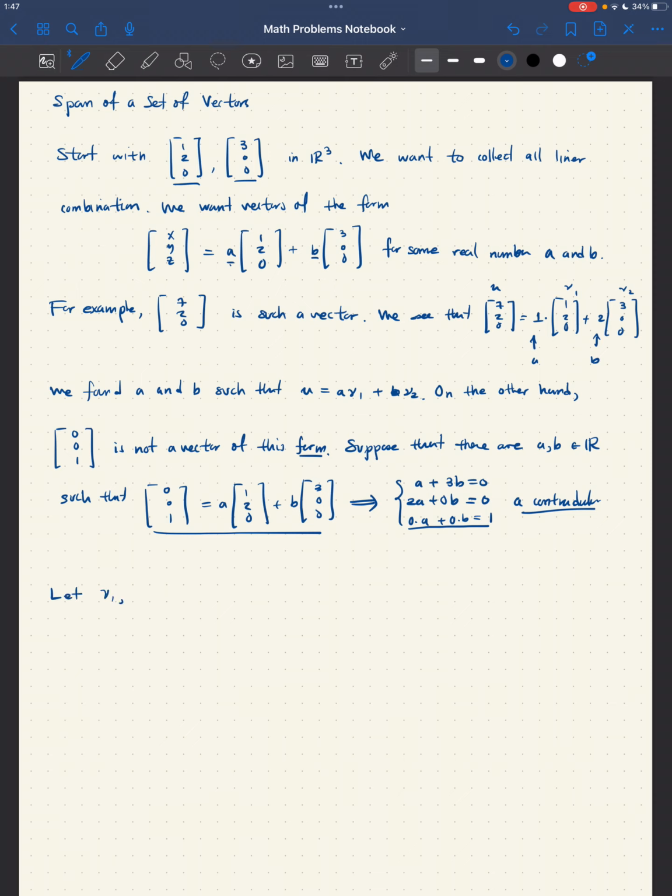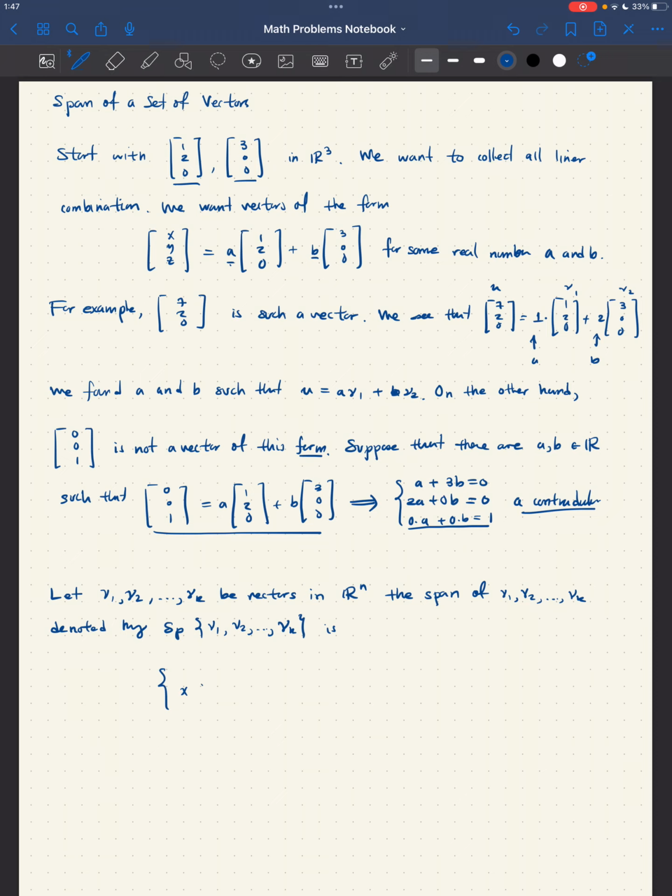Let v1, v2, ..., vk be vectors in Rn, meaning column vectors with n real entries. The span of v1, v2, ..., vk, denoted by Sp of the set v1, v2, ..., vk, is the following collection.